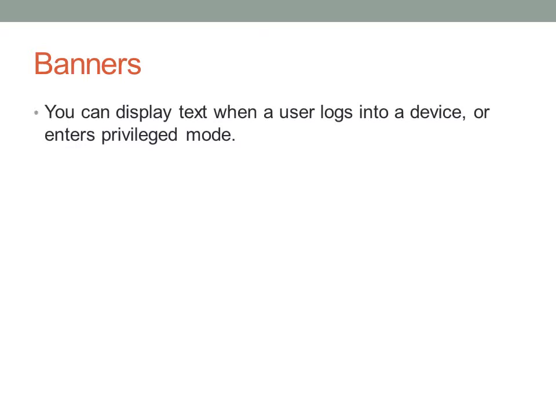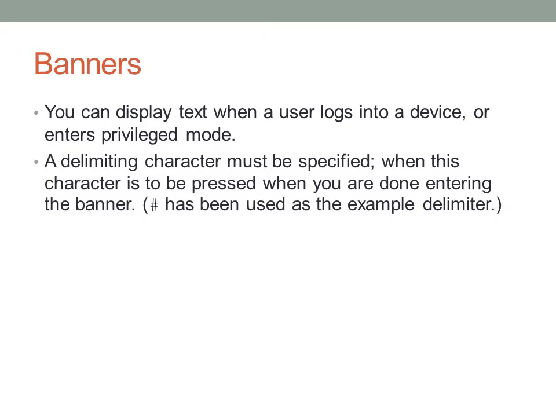Now that SSH has been configured, we can move on to some of the other interesting features associated with login. In this case, let's look at banners. Banners are displayed when you first log into a device, and there are different banners that are displayed at different points. So we can display text when the user logs into a device or enters privileged mode.